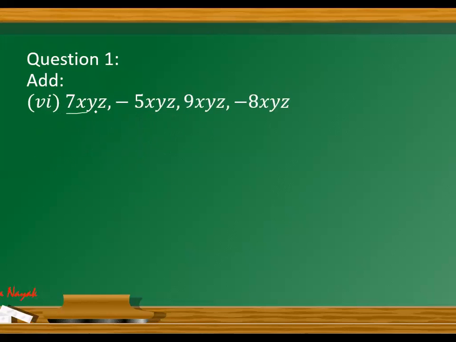Next, sixth is 7xyz, minus 5xyz, 9xyz, 8xyz. There are 4 algebraic expressions, but they are like terms. They all have xyz. So first I'll put the positive sign to show that they are added.